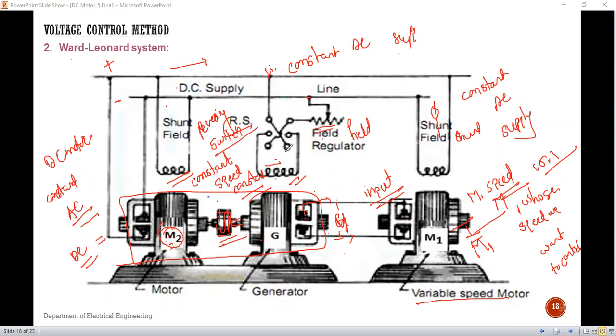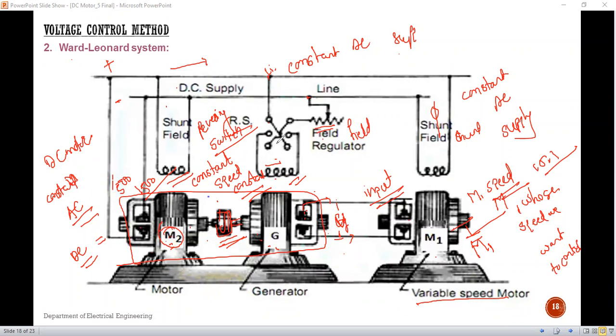Okay, see its operation. We will start this motor M2. If it is running at constant speed, then the generator coupled to the motor will also be running at constant speed. Suppose the motor is running at 1500 revolutions per minute, 1500 rpm, then the generator is also running at 1500 rpm because it is directly coupled.